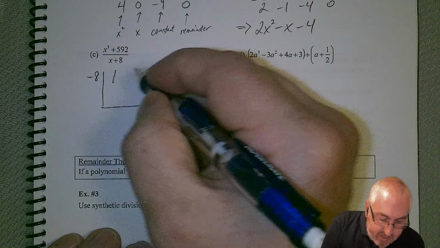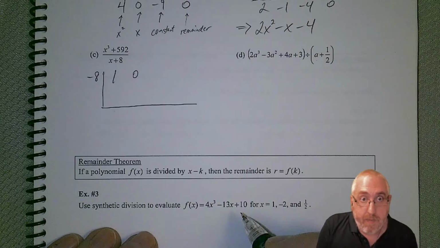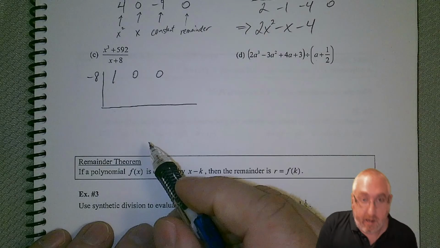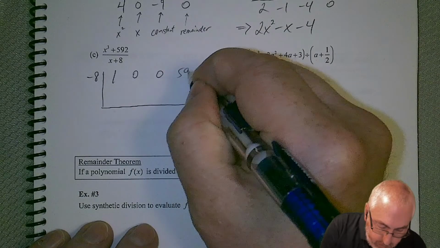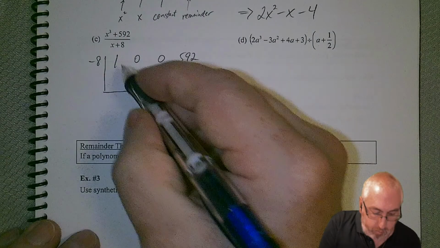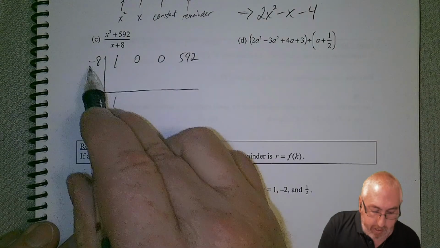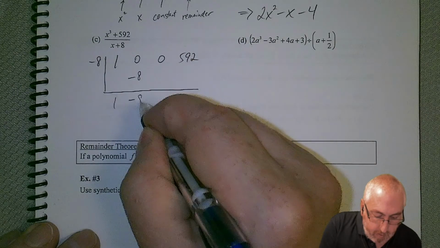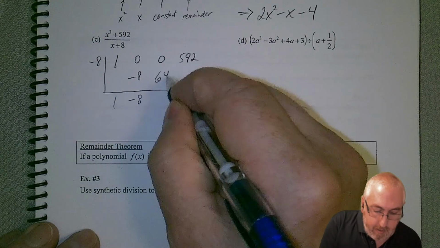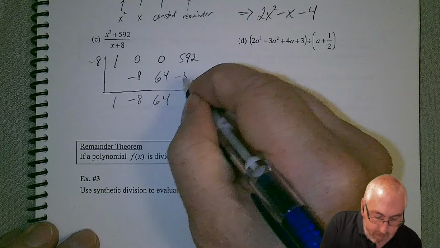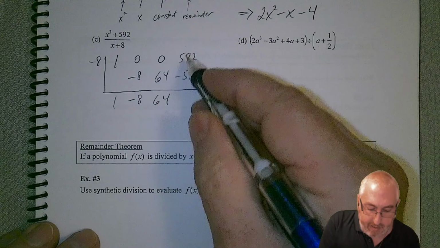We're missing x squared, so let's get a 0. We're missing x, so we need another 0. And our constant is the 592. All right. So we'll bring down our 1 and multiply, and then add, and then multiply, and then add, and then multiply, and then add.